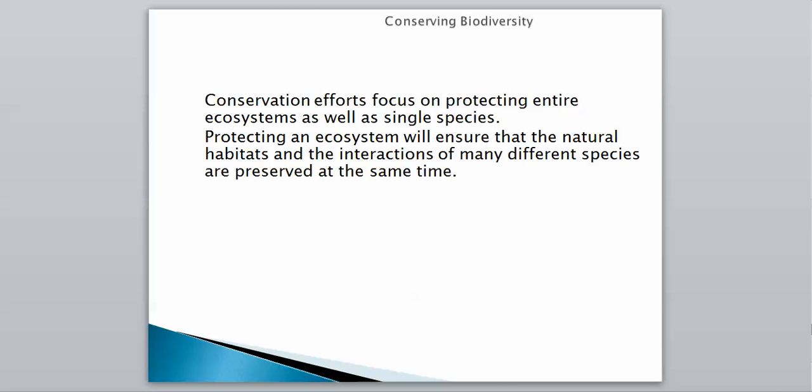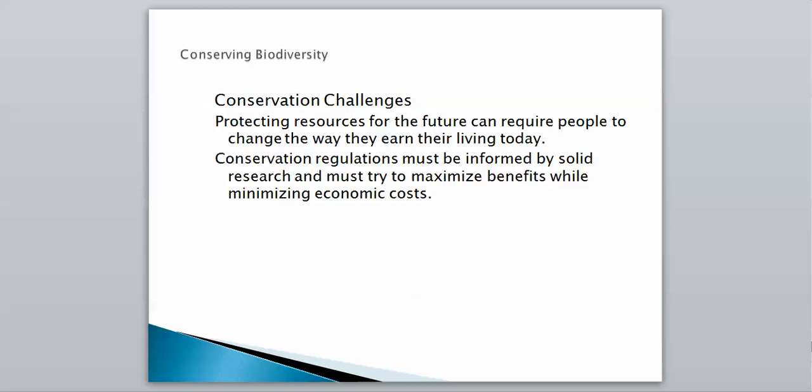And so, going along with this, some of our goals are to focus on protecting entire ecosystems as well as a single species. We want to make sure that we don't lose any habitats. Protecting an ecosystem will ensure that our natural habitats and the interactions of many different species are preserved at the same time. Again, if we just lost one organism, it could affect an entire ecosystem and all the things that go with it, so we need to make sure we protect all that.